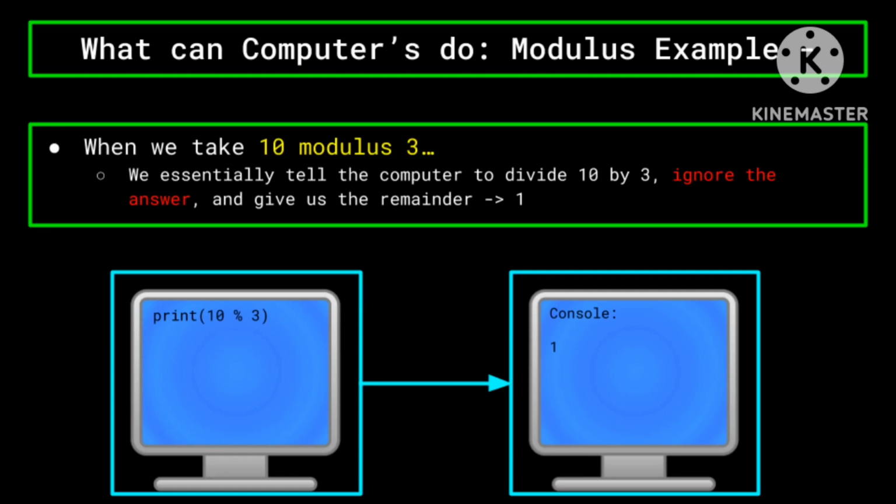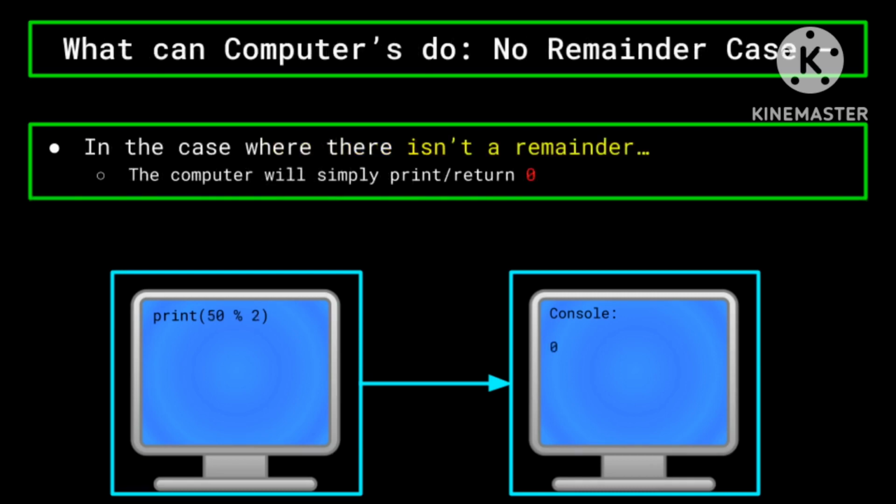Since when we divide 10 by 3, the answer is 3 remainder 1. The 1 in this case is what gets printed out to the console. If there is no remainder, say in the case that we take 50 modulus 2, since the remainder is 0, the function would return 0 if we were to print it out to the console.